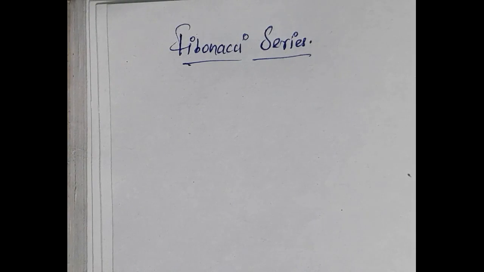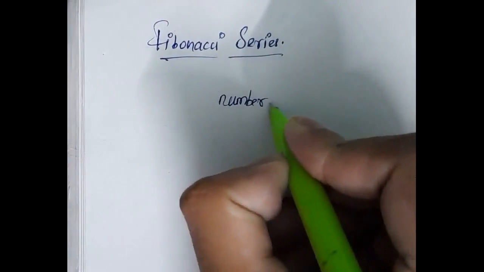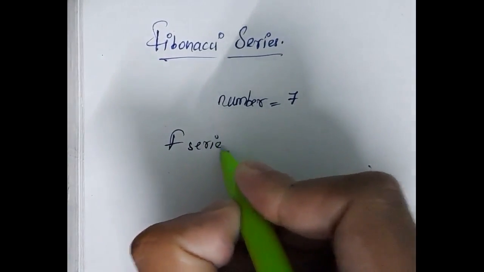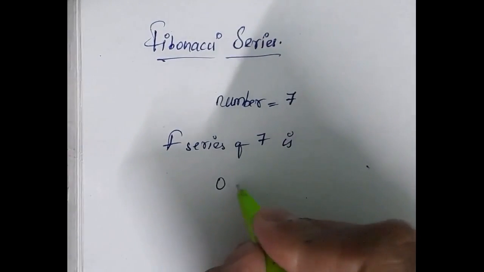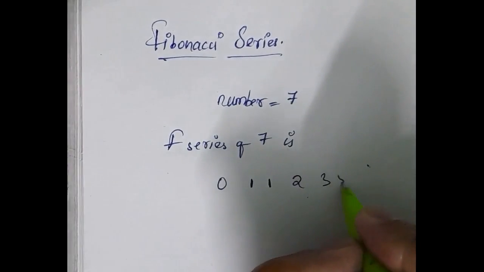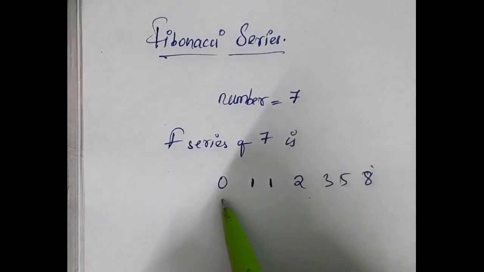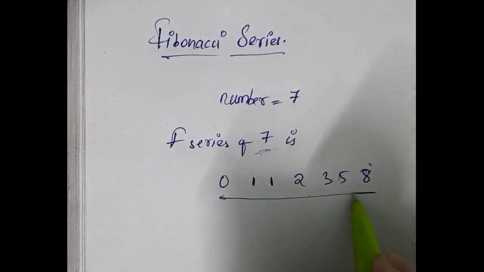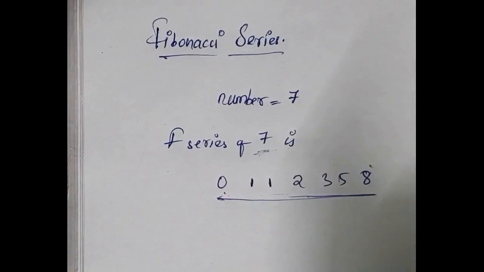Let's take an example. Let's say I have the number 7, and the Fibonacci series for 7 is 0, 1, 1, 2, 3, 5, 8. So this is the Fibonacci series for the number 7. As I said, the Fibonacci series is a sequence of integer numbers, so from 0 to 8 is a sequence of integer numbers.